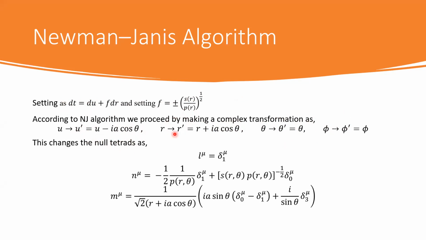This changes the null tetrads to this form, where we can see that theta has been incorporated and a has also been incorporated. So this a is basically the rotating term coming into the metric.